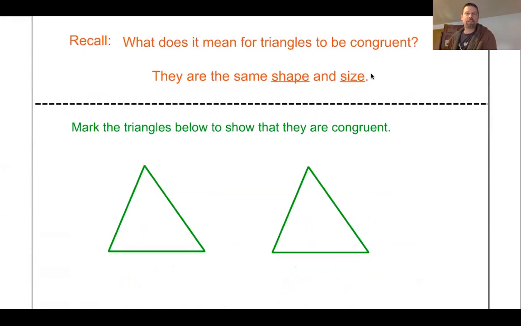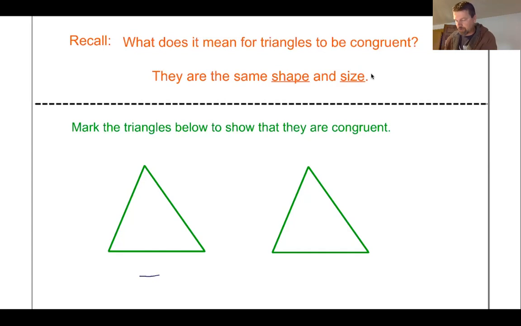First off, what does it mean for triangles to be congruent? It means they're the same shape and they're the same size. For that to happen, all the parts of a triangle are going to have to be congruent. All their sides are going to have to be congruent to each other, and all of their angles.